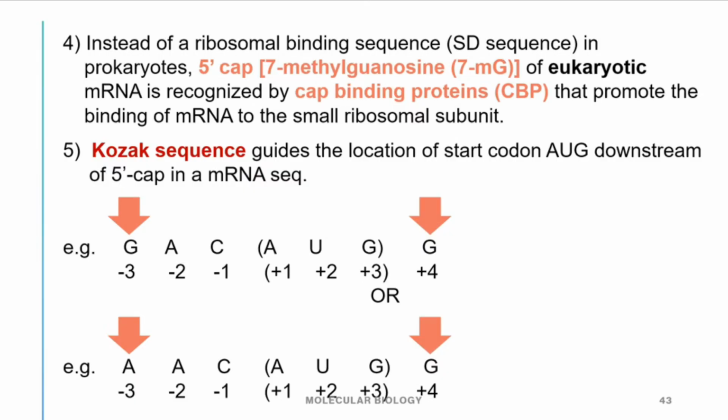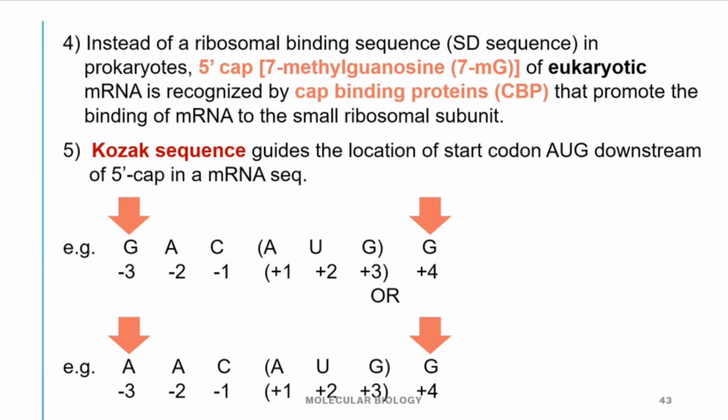And of course, we have the Kozak sequence, which will guide the location of the start codon AUG downstream of the 5' cap in the mRNA sequence. Okay, so in this particular example we have here, the AUG is in the middle. So this is the start codon. And we have a Kozak sequence, which is basically at the -3 and +4 locations. This will actually help to guide the translation machinery to the correct position of the AUG start codon.